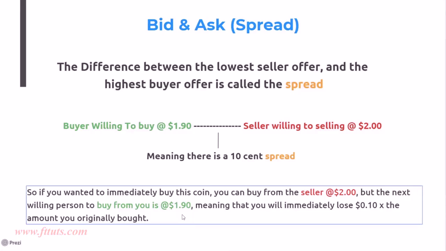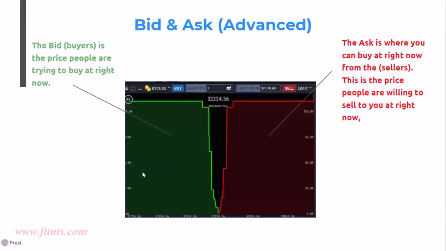So if the spread is huge, that's something you have to consider when you're dealing with volume, liquidity, and the spread, taking trades on certain asset classes. If you want to immediately buy this coin, you can buy from the seller at $2, but the next willing person to buy from you is at $1.90, meaning that you're going to lose the spread. I think I just covered that twice, but it's very important.